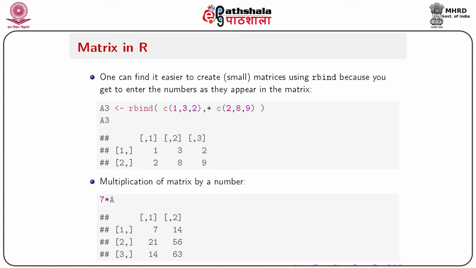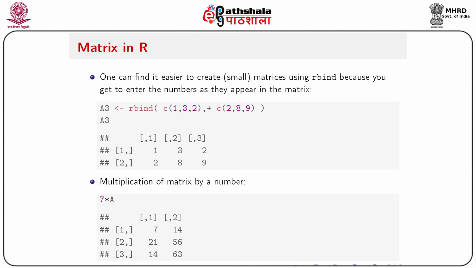Just type A, then it will display the matrix. One can find it easier to create the matrix using either cbind or rbind. Suppose you have 2 or 3 equal-length rows or columns, then you can use rbind to combine them into 2 rows or 3 rows, or cbind to combine 2 or 3 columns together, provided they have equal length.